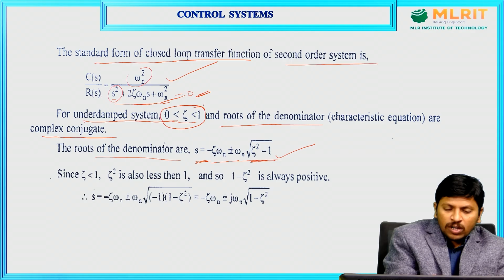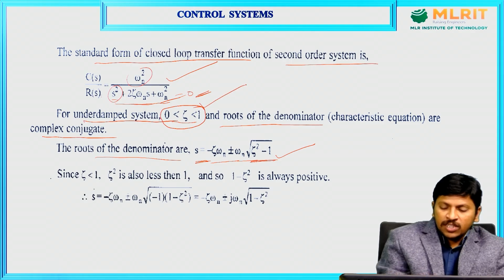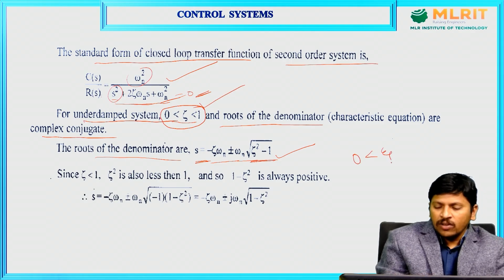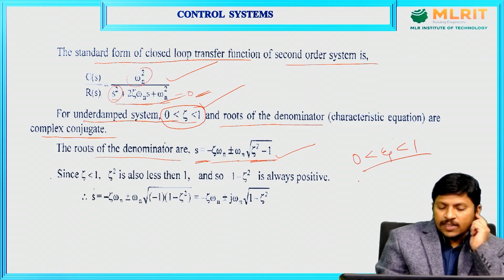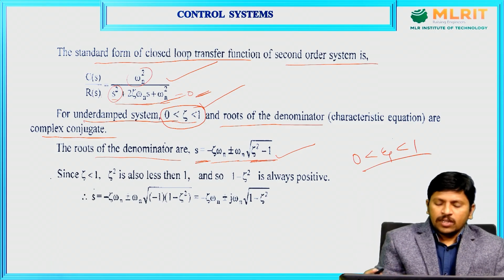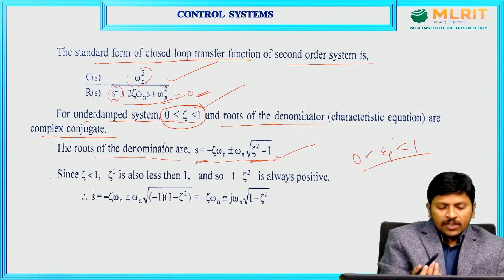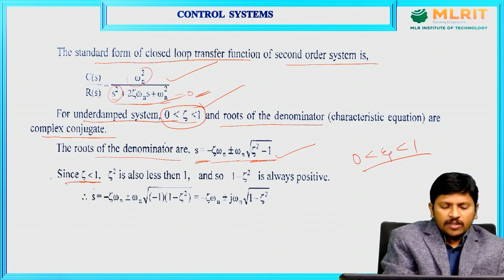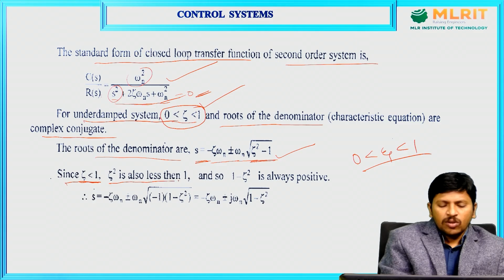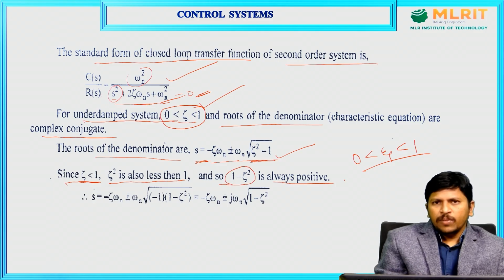But for an underdamped system, the zeta value is less than 1. Since zeta is less than 1, zeta square is also less than 1, and so 1 minus zeta square is always positive, because the zeta value is less than 1. So that value is always positive.